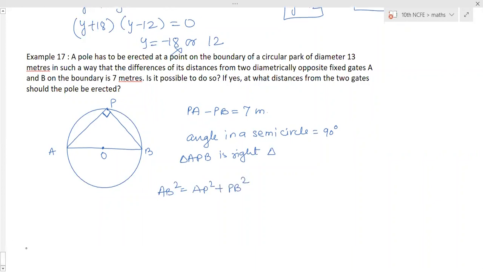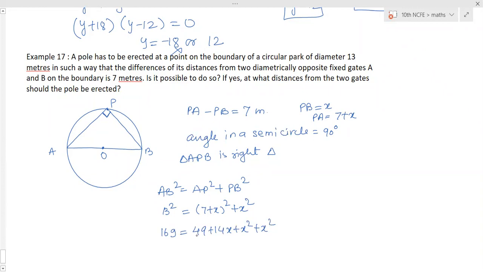Now we'll find out the relation. AB is 13, they have given, diameter is 13. 13 square is equal to AP square plus PB square. PA minus PB is equal to 7. So if we consider PB as x, PA will be 7 plus x. So PA is 7 plus x, so 7 plus x whole square plus x square. So 169 is equal to 49 plus 14x plus x square plus x square.